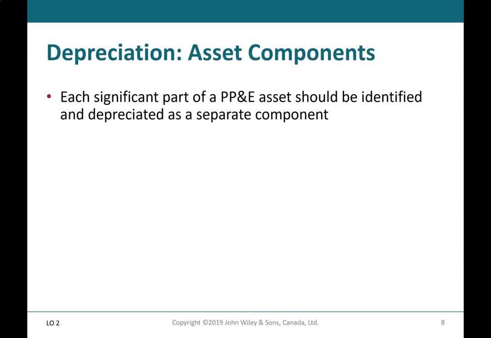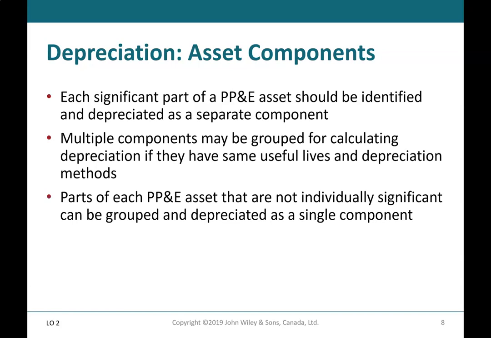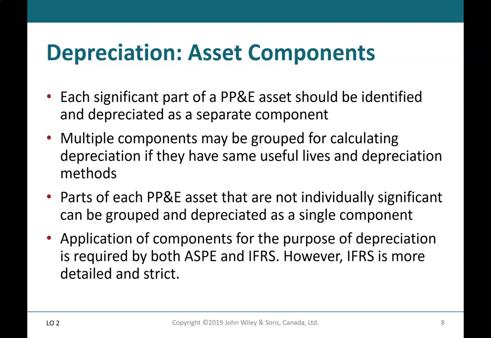Depreciation, asset components. Each significant part of a property, plant, and equipment asset should be identified and depreciated as a separate component. Multiple components may be grouped for calculating depreciation if they have the same useful lives and depreciation methods. Parts of each property, plant, and equipment asset that are not individually significant can be grouped and depreciated as a single component. Application of components for the purpose of depreciation is required by both ASPE and IFRS. However, IFRS is more detailed and strict.